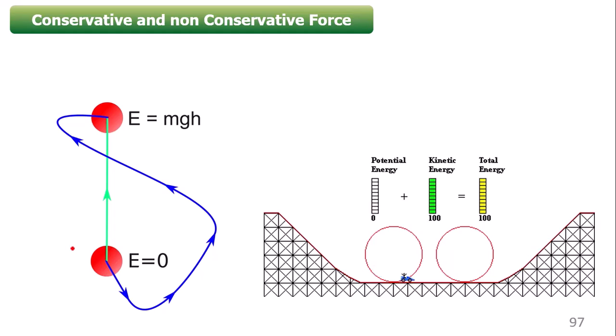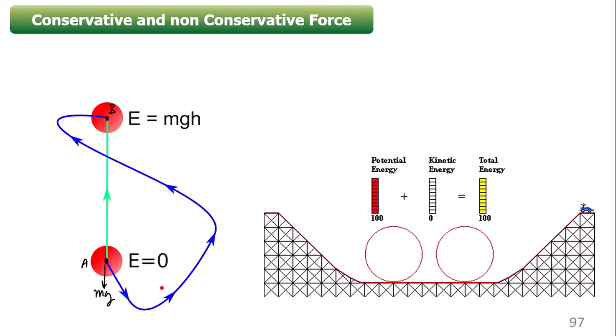Whenever I say conservative force, that means in that situation the work is independent of path. Let us say I am moving a particle from point A to point B, and the weight is acting downward. I want to calculate the work done by gravity.